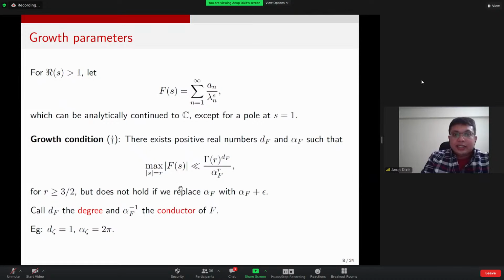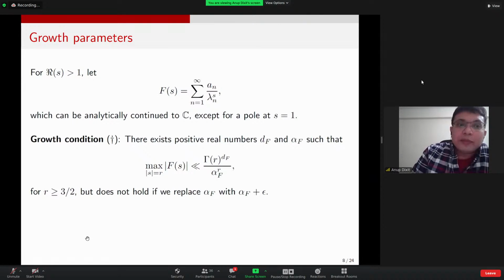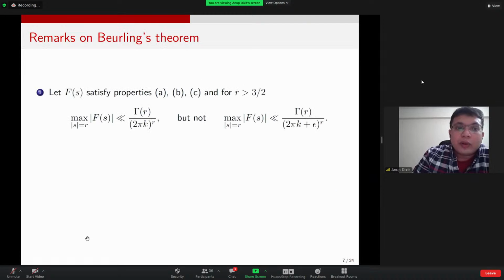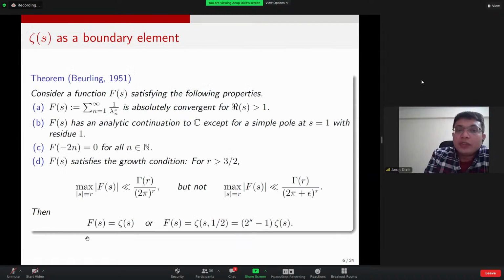And in this scenario, this is similar to Burling's growth condition. For an example, you can see that the degree of the zeta function is 1, and the alpha of zeta is 2 pi. I should also mention that Hurwitz zeta functions will also have the same degree and conductor. Let me just say one word about what happens in the case of Hurwitz zeta functions.